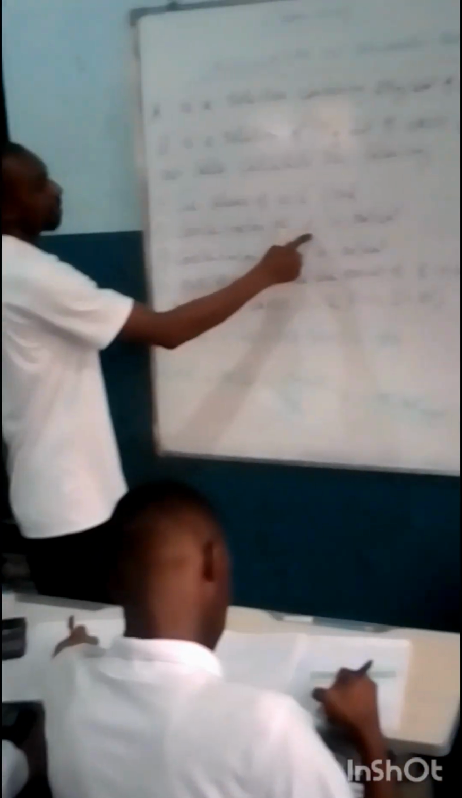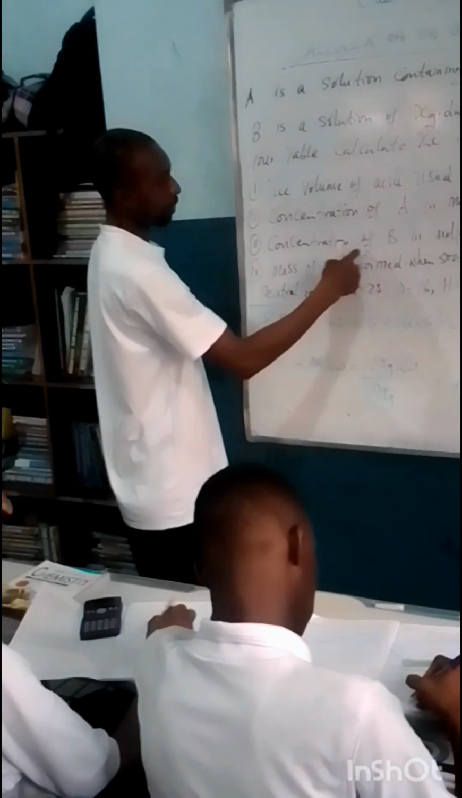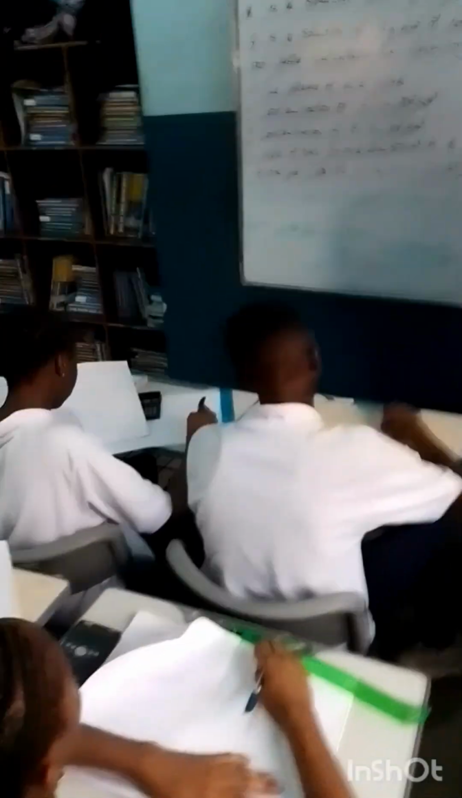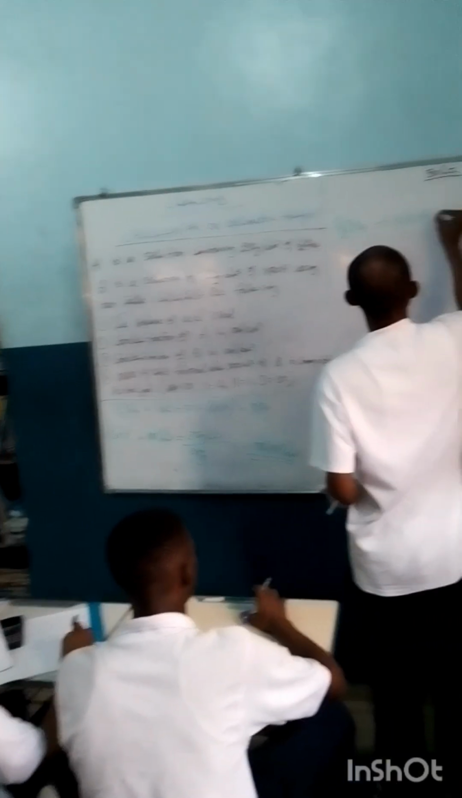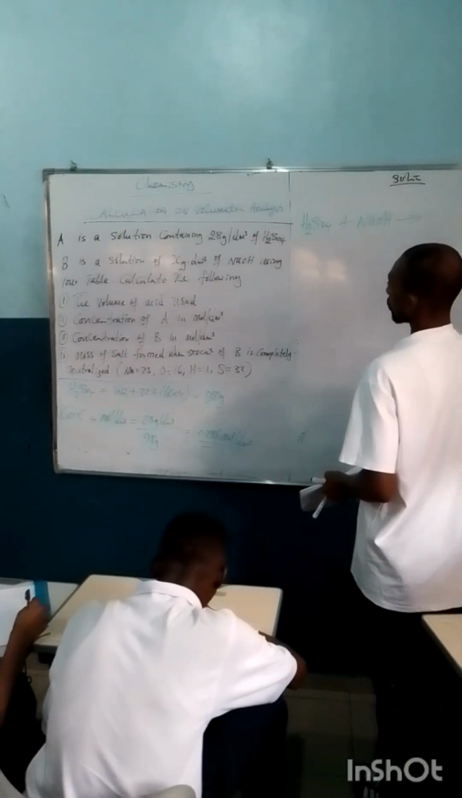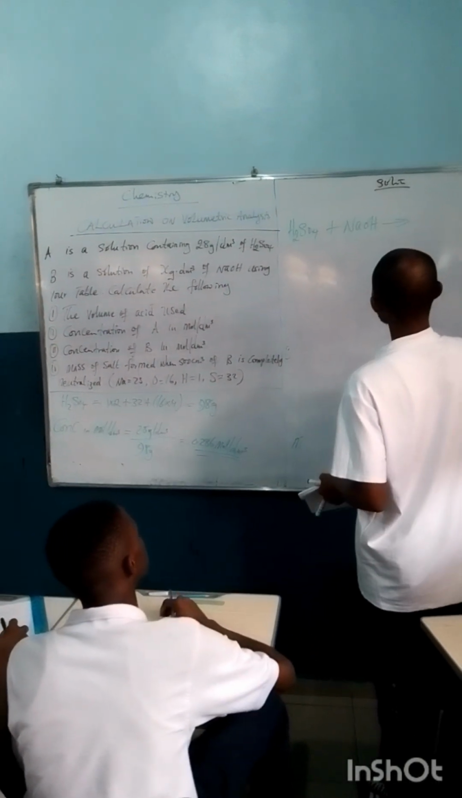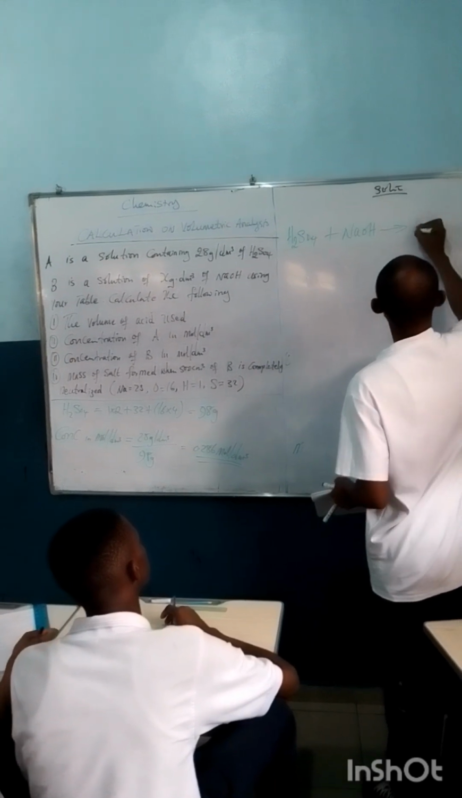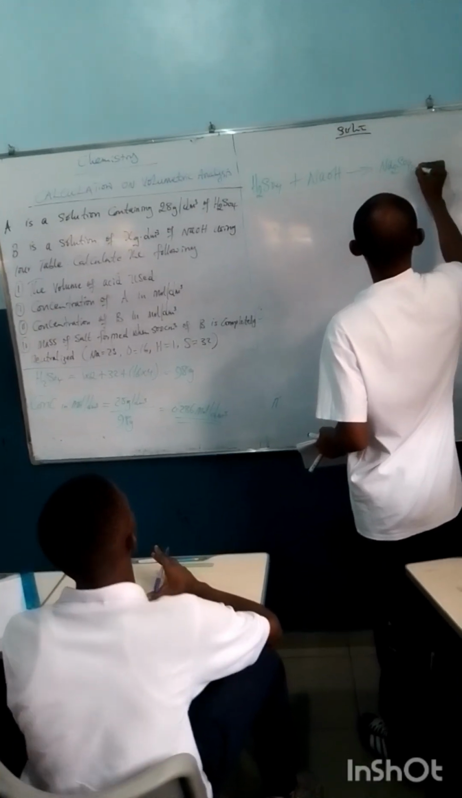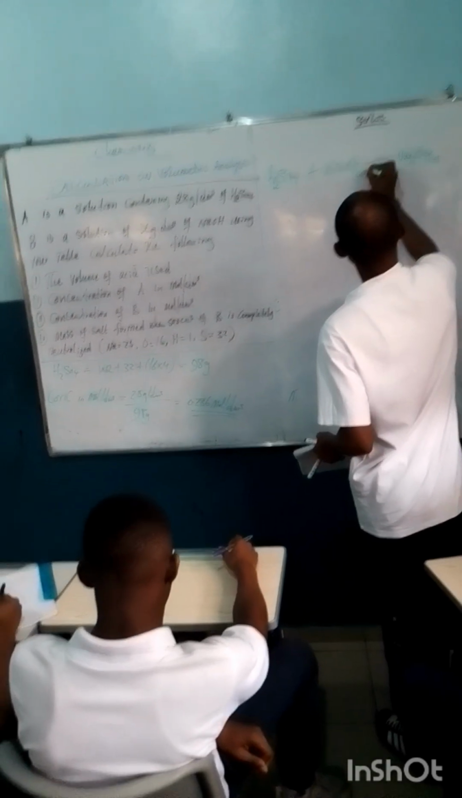Now, the second question said concentration of B. H2SO4 plus the base, which is sodium hydroxide. When they react together, they will produce salt and water. Neutralization reaction produces salt and water. So the salt that is produced here is sodium tetraoxosulfate 6, aqueous, and this is aqueous solution, plus water.